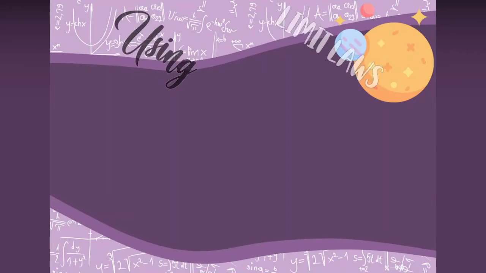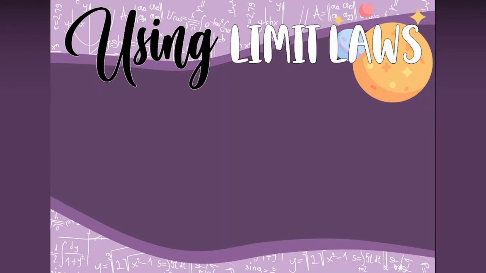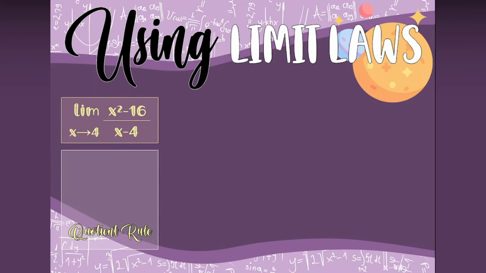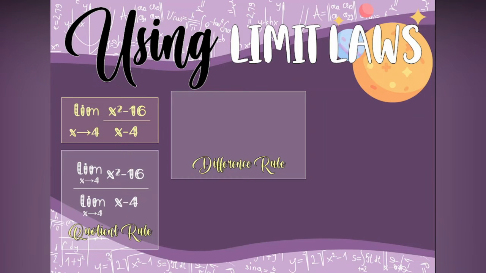Alright, now we move on to the limit laws. So let's start. Now, based on our given function, let us determine and answer the applicable limit laws. So the function is the limit of x squared minus 16 over x minus 4 as x approaches 4. The first thing we do is apply the quotient rule, which is the limit of x squared minus 16 as x approaches 4 over the limit of x minus 4 as x approaches 4. The next rule that we will apply is the difference rule and separate them.